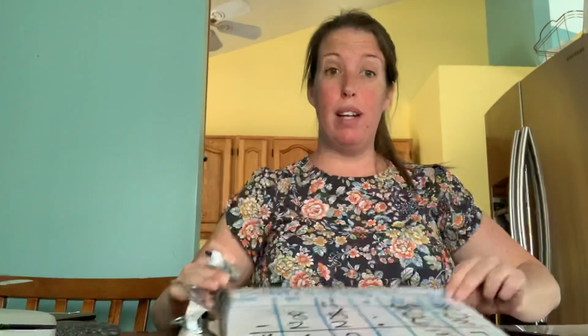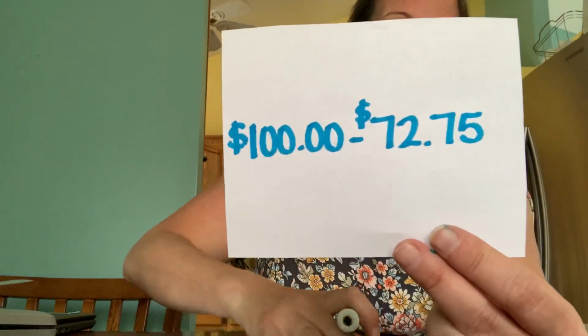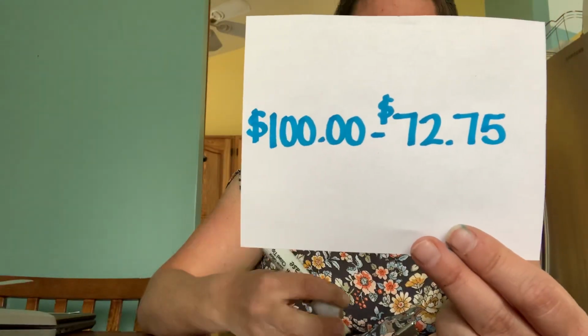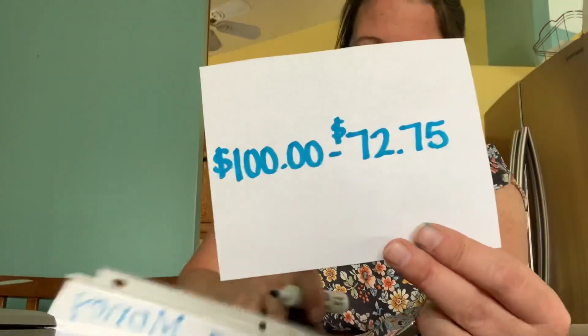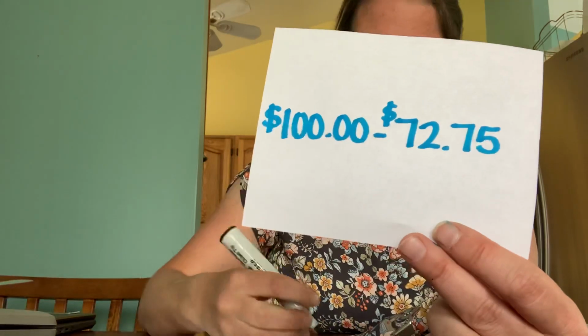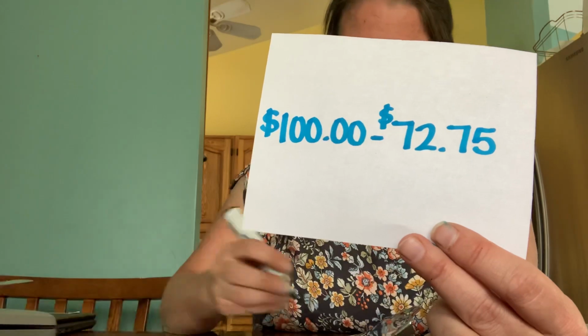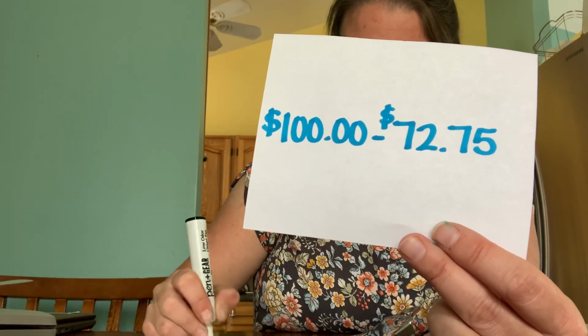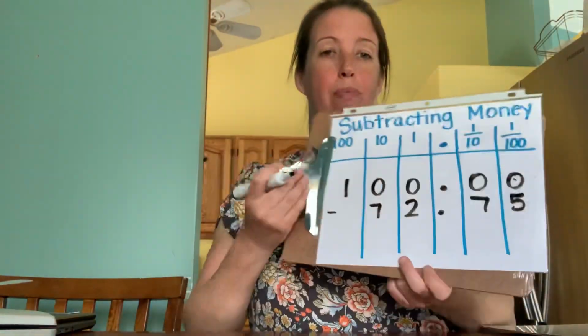All right, last one, trickiest. Take your time on this. $100 take away $72.75. So get it set up on your board. Make sure I have room to show my regrouping. Okay, so I have it set up on my board.